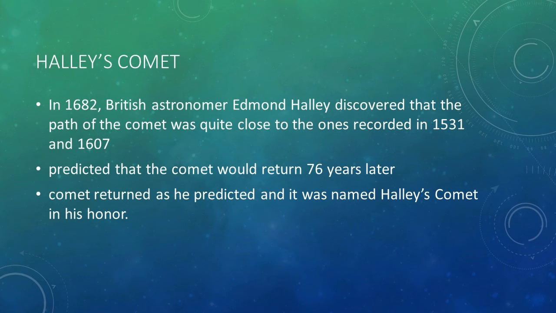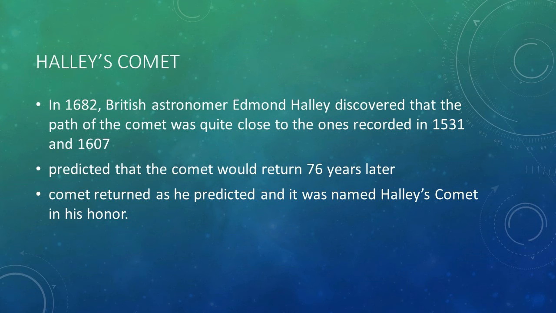Halley's Comet. In 1682, a British astronomer, Edmund Halley, discovered that this comet moved in a similar orbit to those recorded in 1531 and 1607. So he predicted that there's a cycle to it. The comet will return 76 years later. In fact, yes, 76 years later, the comet did return as predicted. That is why it was named Halley's Comet.